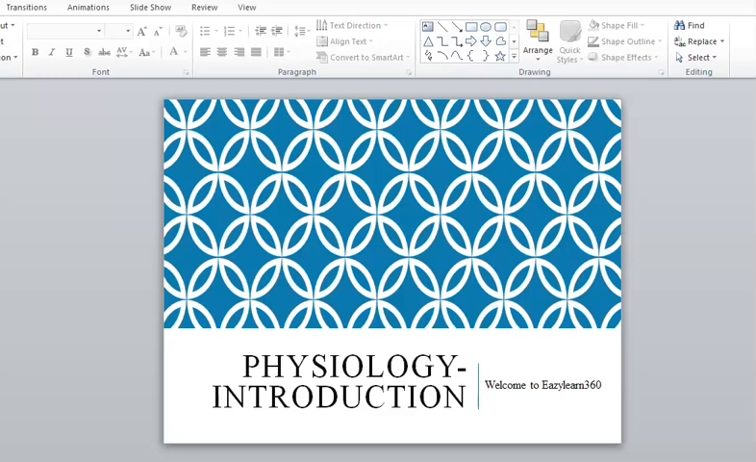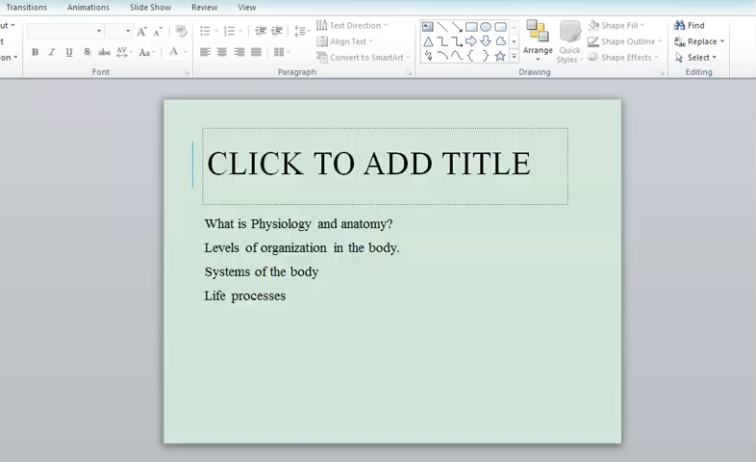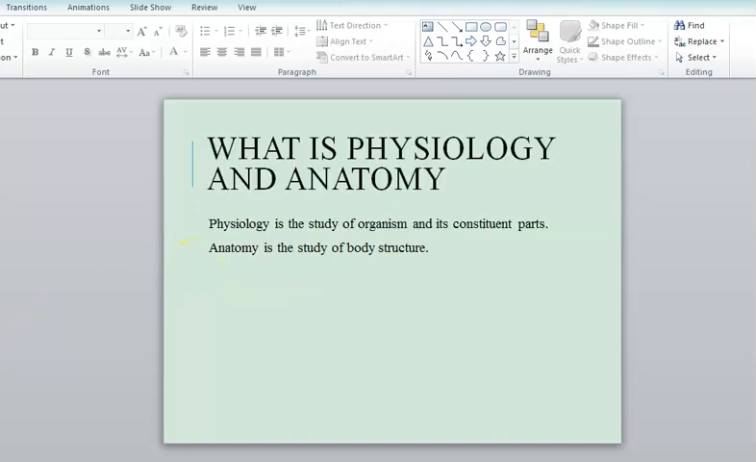Today's topic is physiology and introduction. So the subtopics we are going to discuss are what is physiology and anatomy, levels of organization in the body, systems of the body, and life processes. These three topics are common in both physiology and anatomy. So what is physiology and anatomy?